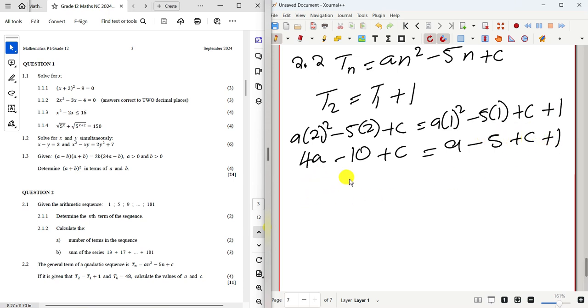All right, so what will we have? I do see that a will come this side, we will have 3a, and I do see that when c comes this side, the c's will be cancelling.